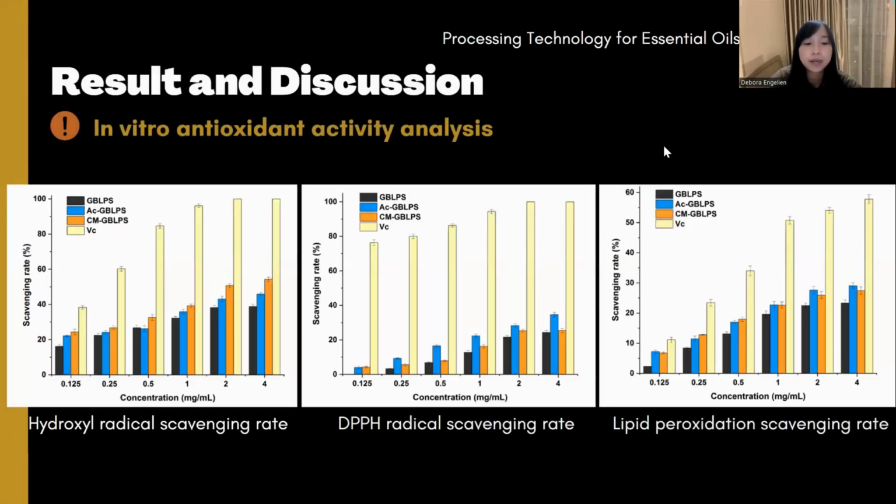The next one, we're going to talk about in vitro antioxidant activity analysis. And this part has three segments. The first one, hydroxyl radical scavenging rate, was tested by the Fenton reaction system. Hydroxyl radical is a kind of highly oxidizing reactive oxygen species, which has attracted wide attention because of its correlation with aging and the pathology of certain diseases in the human body.